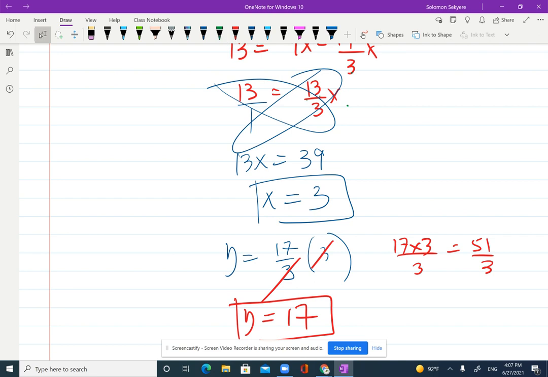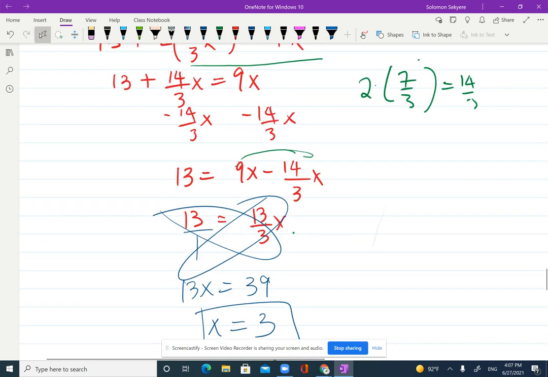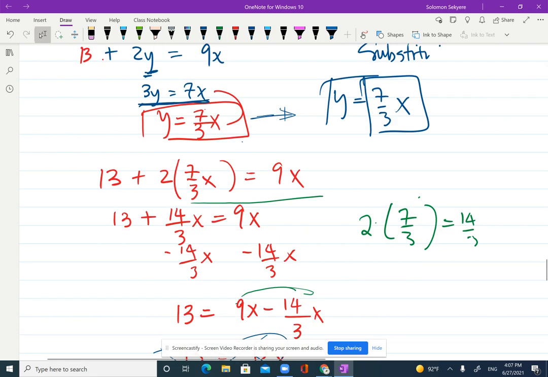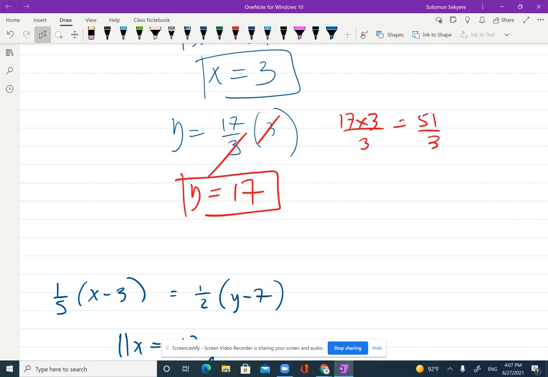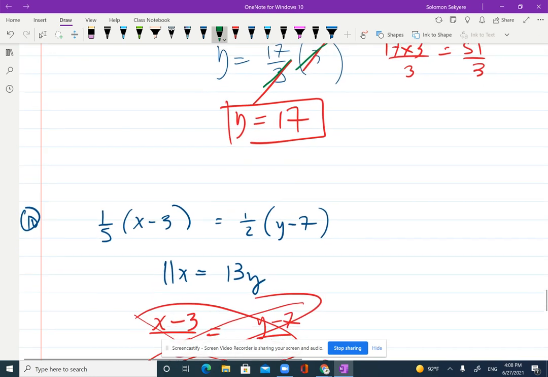Once I get my x equals 3, what do I do? Okay, I know y. I go ahead and put it in the equation of this one here, that y equals 7 over 3x. Okay, so when I have y equals 7 over 3 times the x is 3, do not multiply the top first. Simplify. See these 3's here? They cancel, and cleanly your y equals 7, and you're done.